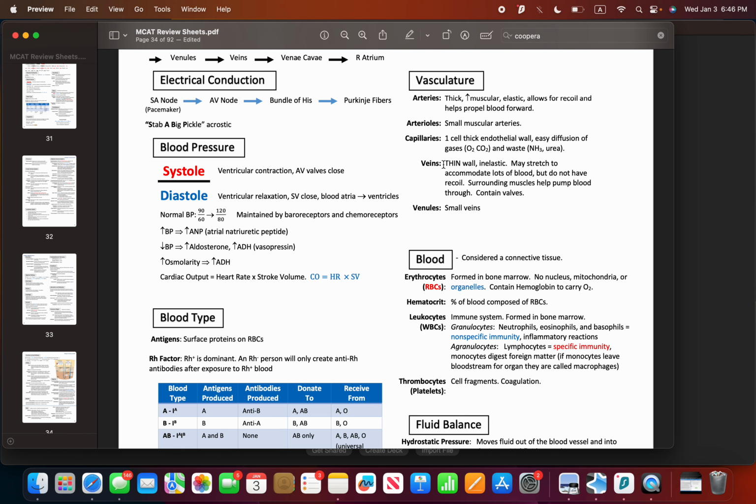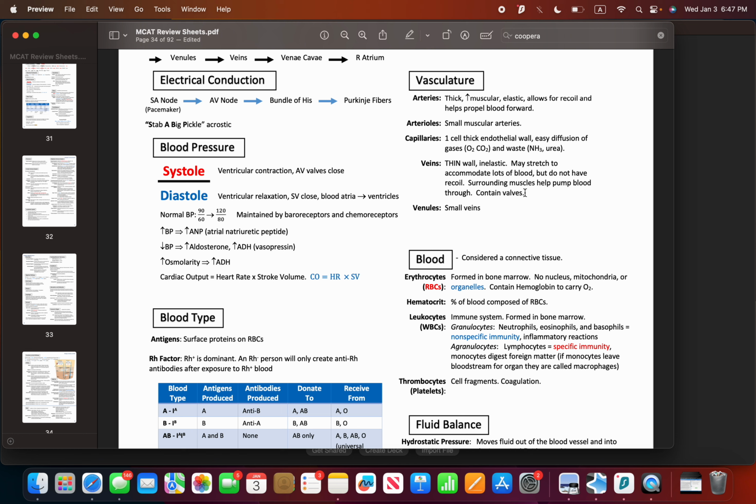There are also the veins, and they have a thin wall. They are inelastic. They may stretch to accommodate lots of blood, but do not have recoil. And the surrounding muscles help pump blood through, and they contain valves.